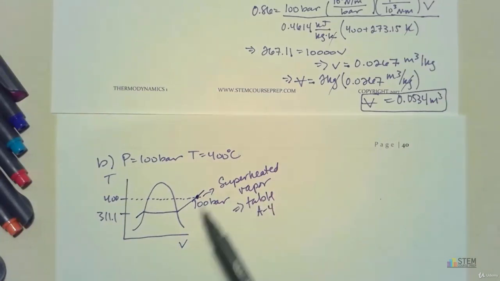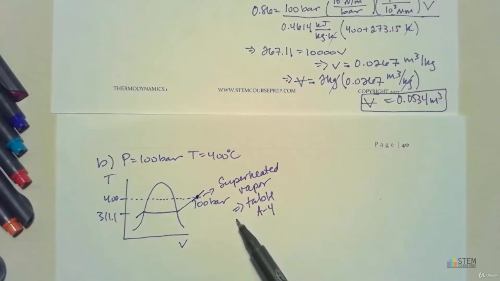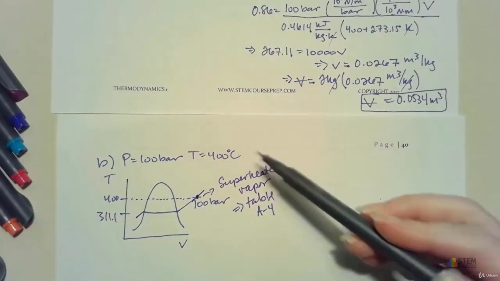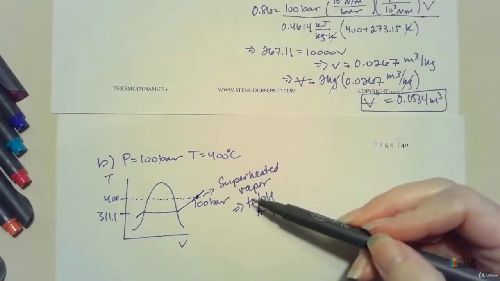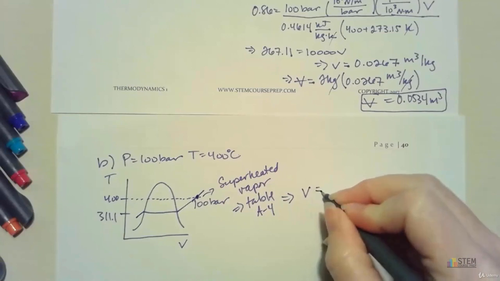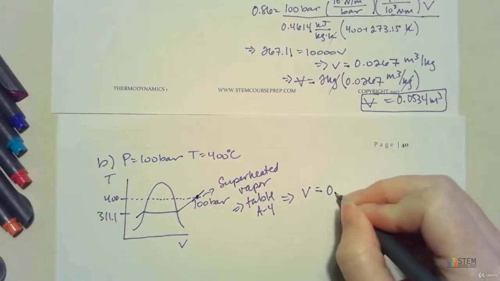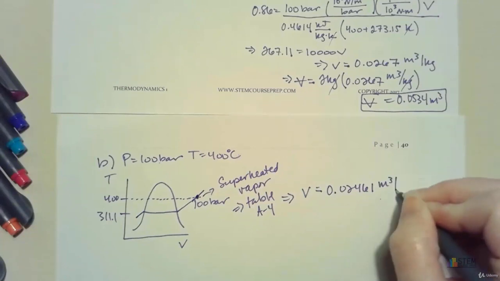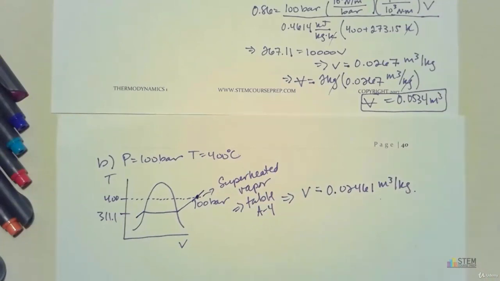Now notice how we keep having to figure out what table we're in. That's why I kept doing a bunch of examples on how to choose the table, because it just keeps popping up. Now that we have this table, we know what table to go to. You're just going to look up your conditions, and then you will be able to find V. The V number you'll get is 0.02461. That is cubic meters per kilogram.